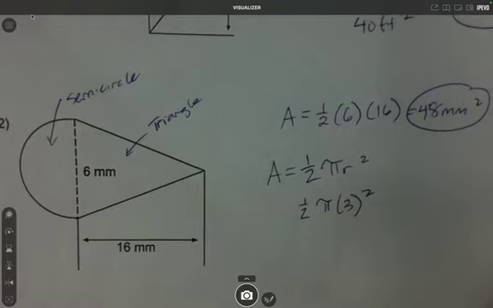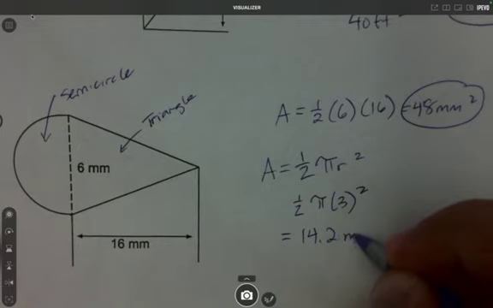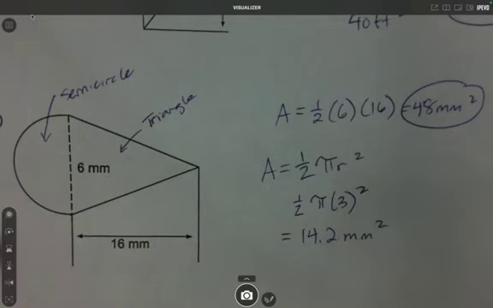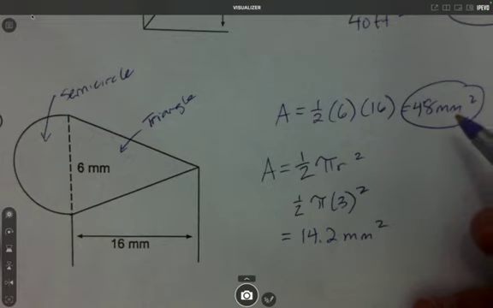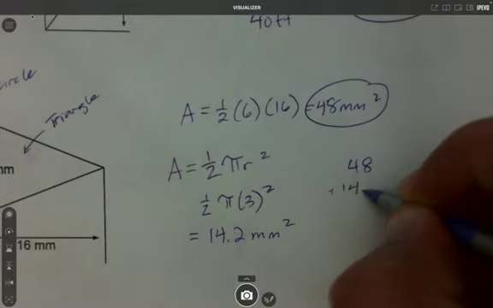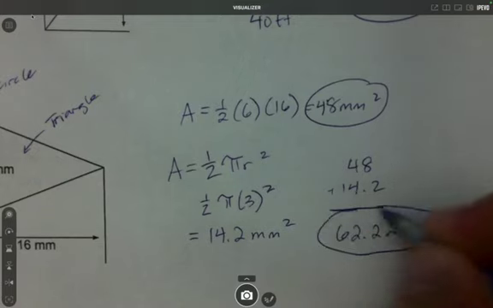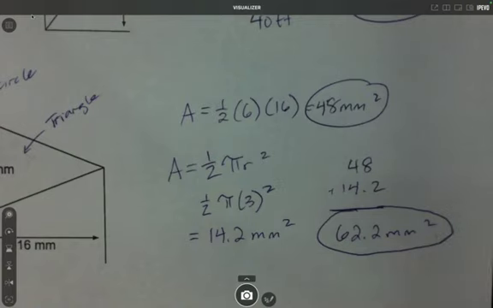And you can type this in your calculator, 0.5 or 1/2 times pi times 3 squared, or you can just say times 9. If we round to the nearest tenth, that's 14.2 square millimeters. So we have the area of the triangle, we have the area of the half circle, then we add those together, and the area of the composite shape is 62.2 square millimeters.